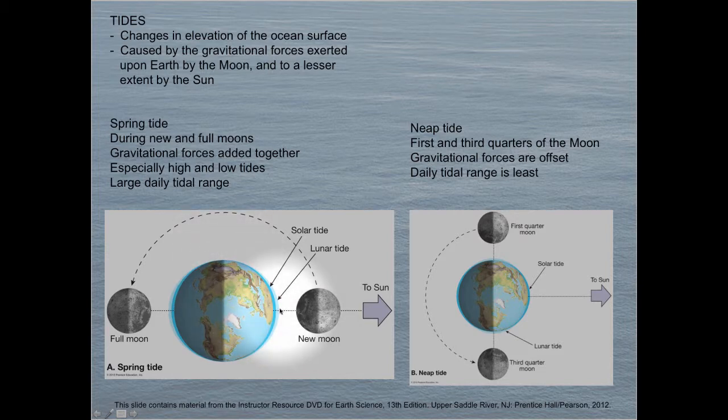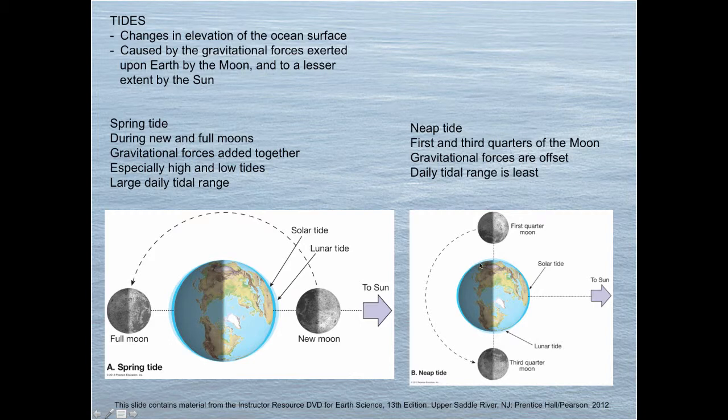You can see this bulge here on this side of the Earth would be a high tide zone over here, and over here in this section is kind of a lower tide. Now, a neap tide, in contrast to a spring tide over here, is when the sun and the moon are not in alignment.